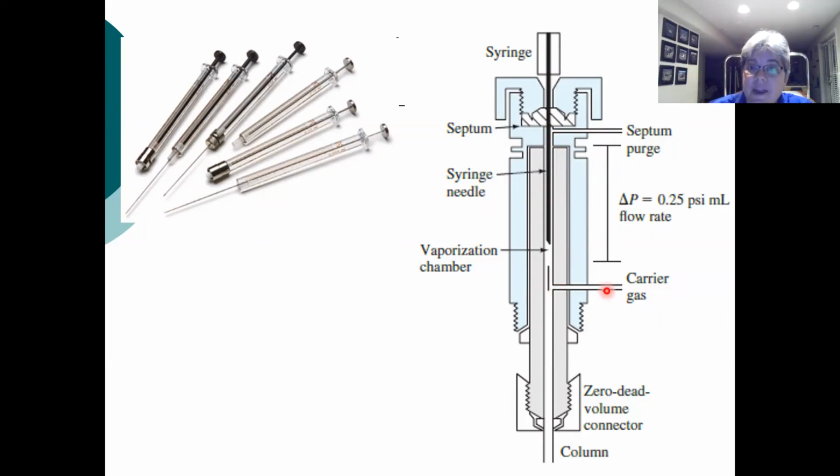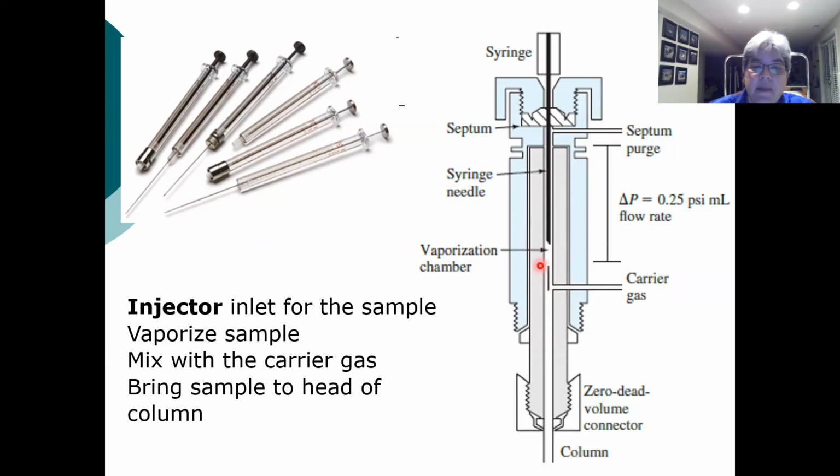This is also where the carrier gas comes in. So your sample and the carrier gas get mixed together. And then all of this gets brought up to the head of the column. Okay, so notice this injector has several jobs, okay, that are listed here.